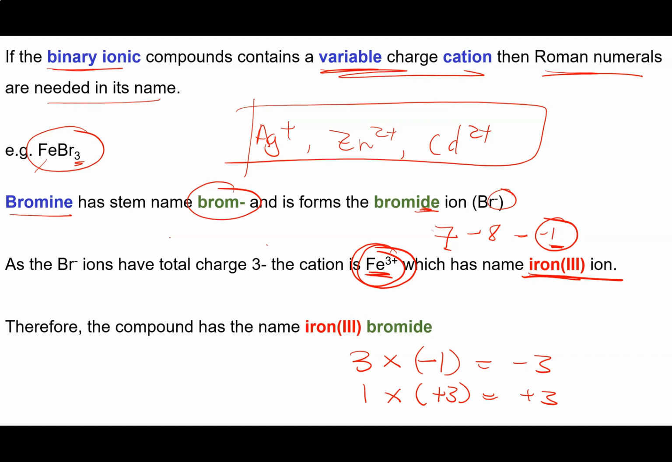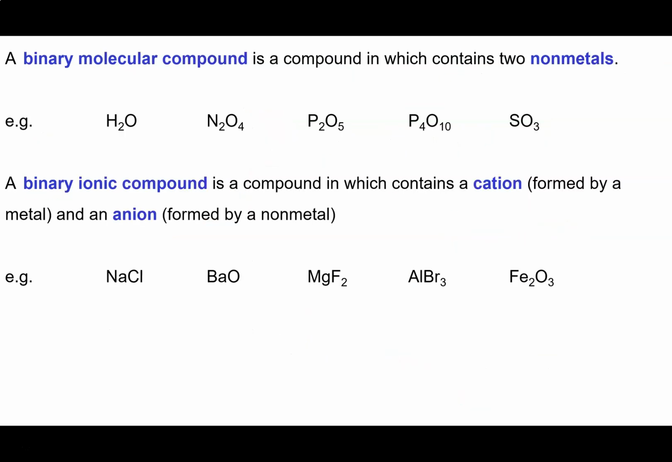So when it comes time to name this compound, we put the name of the cation followed by the name of the anion. So this becomes iron(III) bromide. So that's naming the ionic compounds in great depth. We went through that before, but just looked at the two scenarios there, one with a fixed charged cation and one with a variable charged cation.